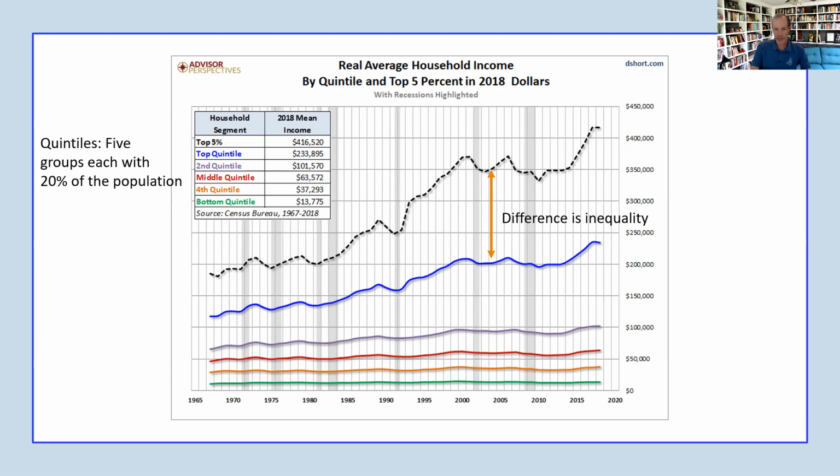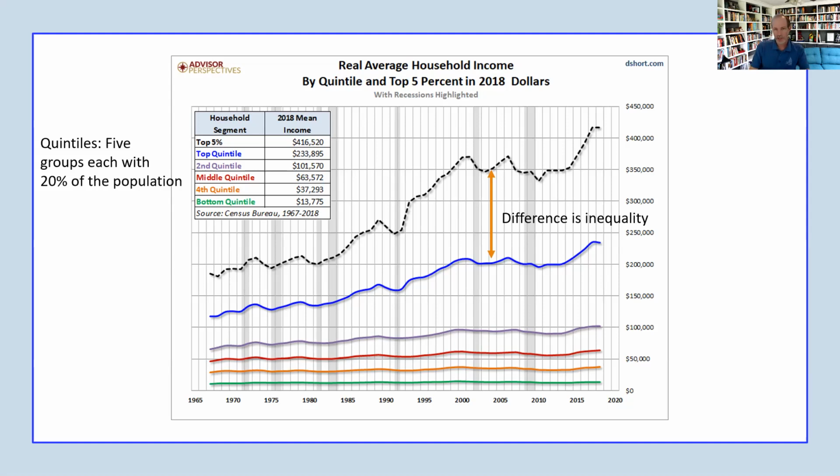So where I have it here, I don't know, this is like 2004 maybe. The top 5%, the average income was $350,000, and the average income for the top 20% was $200,000. So that's a difference of $150,000. That's a real difference, right? That's a lot of money.